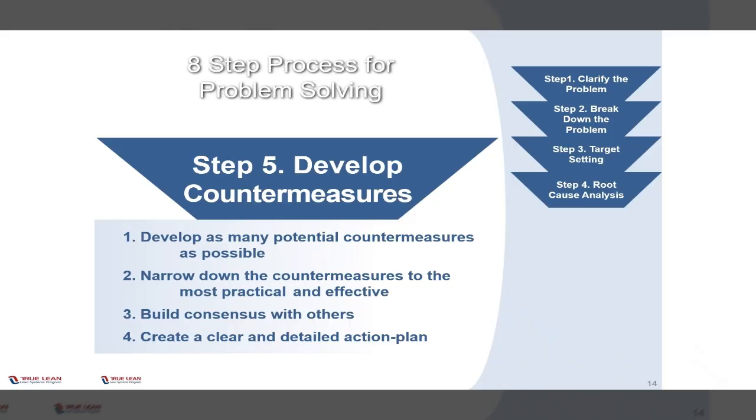We are now ready for step 5. Step 5 is where we start considering countermeasures to tackle our root cause. Step 5 involves brainstorming for possible solutions in the same way as step 4 involved brainstorming for possible causes. The first part of step 5 is to develop as many potential solutions or countermeasures as possible.